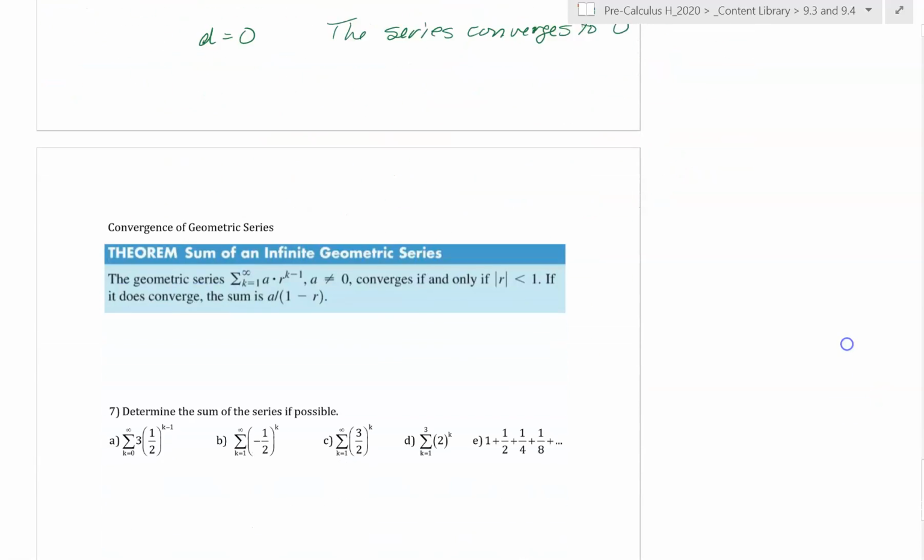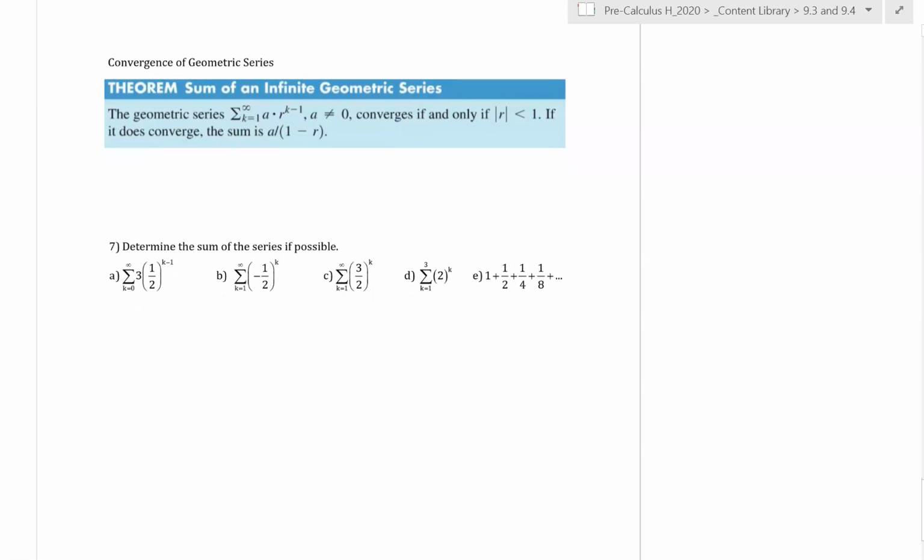Okay, so we're going to do one more example. Number 7 has a few examples there. We're going to talk about convergence of geometric series. So go ahead and pause the video for a minute and take a look at that blue box.